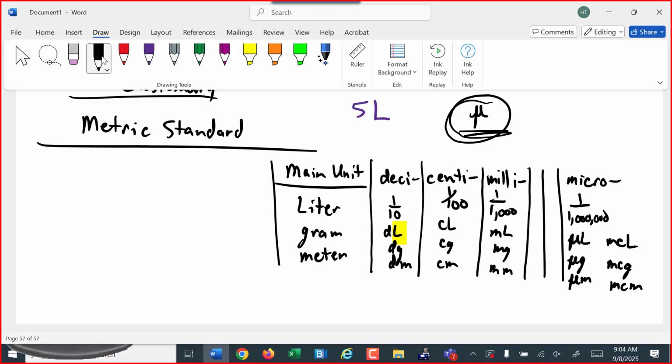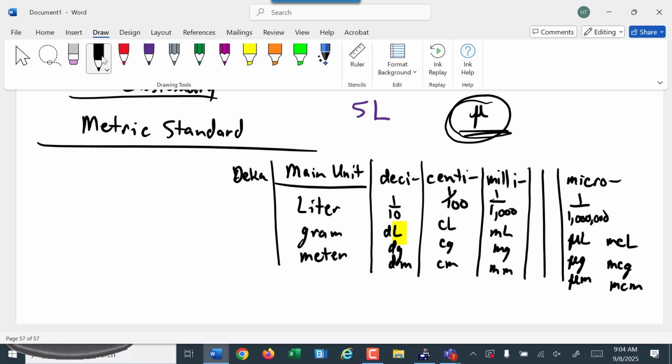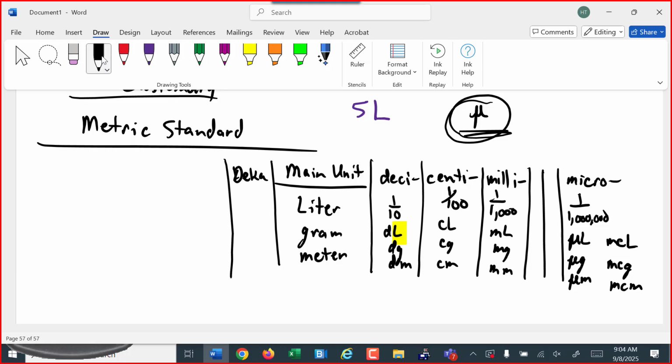Going larger, of course, deca is 10. We tend not to use that one. Hecto is 100. The one we tend to use most, kilo, which is 1,000. So kiloliter, kilogram, kilometer is 1,000.